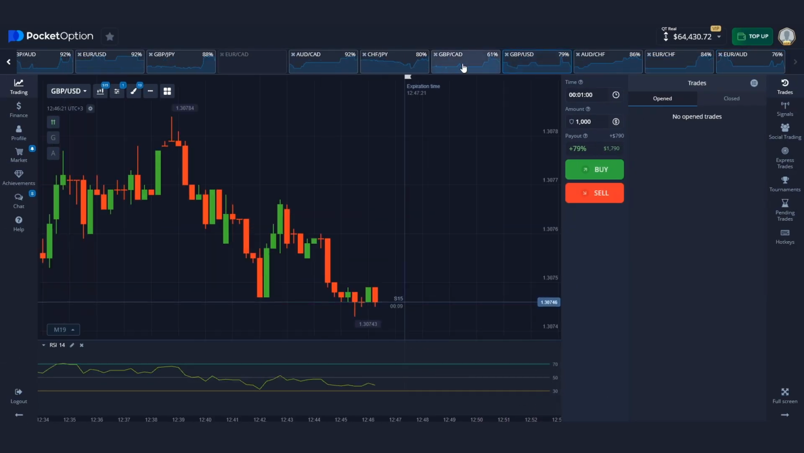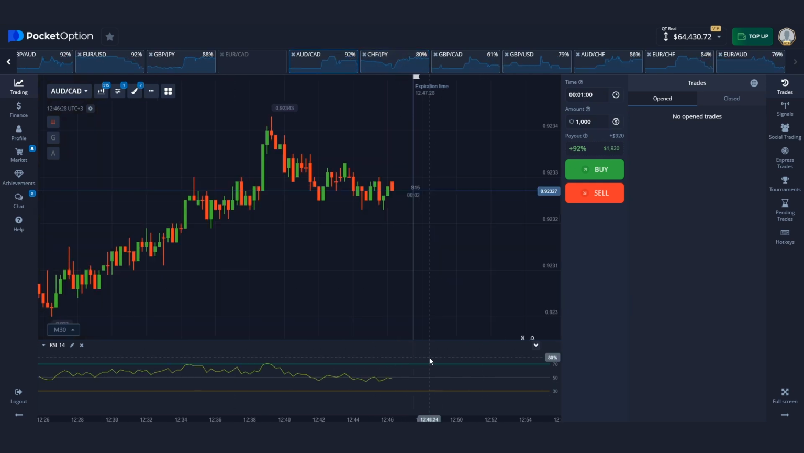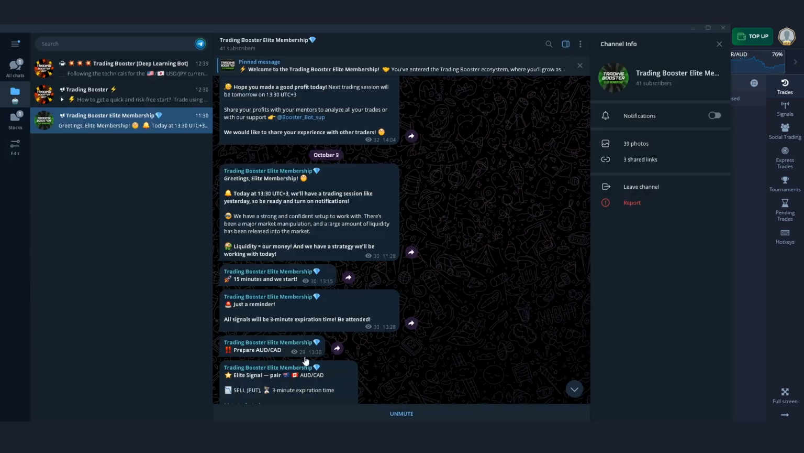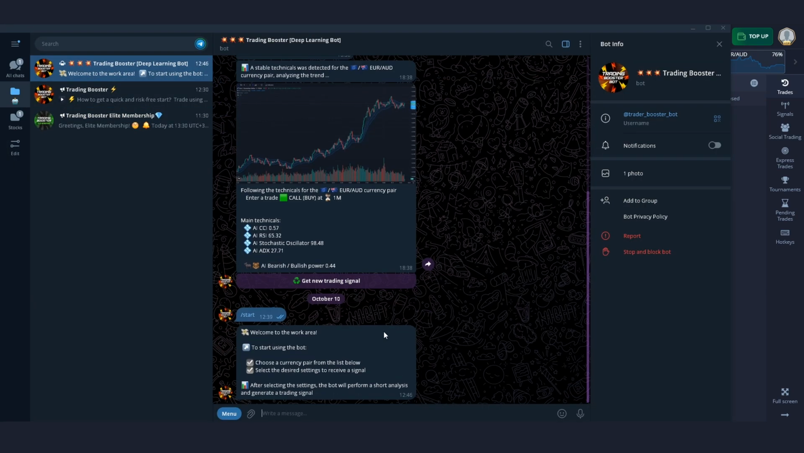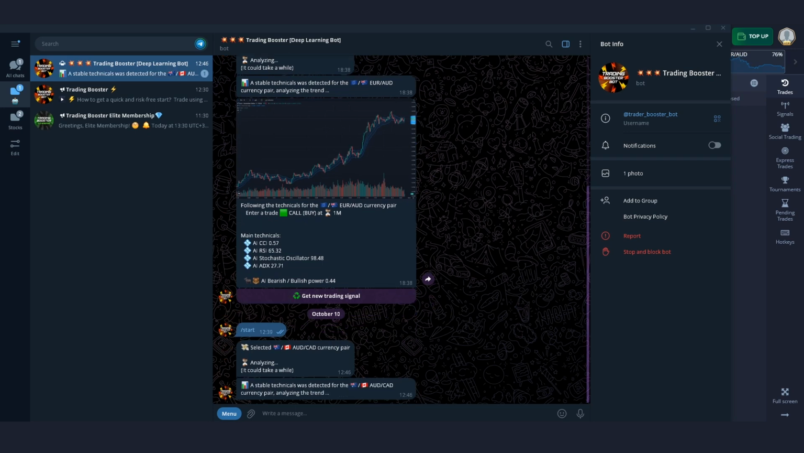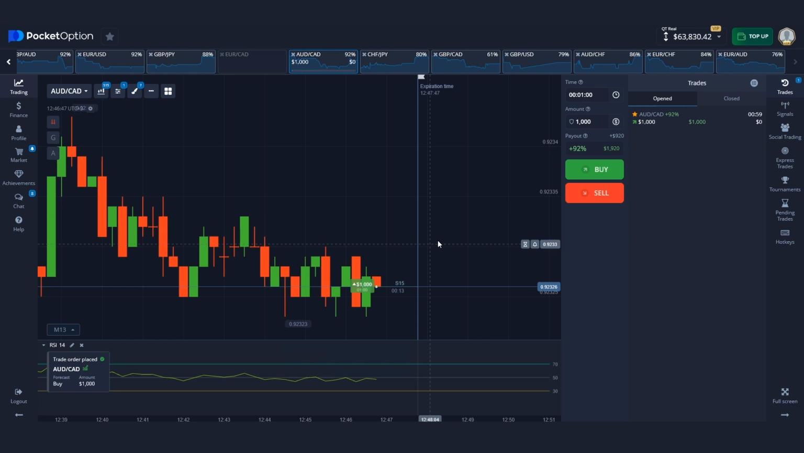As you can see now, almost all pairs are calm and you can trade everywhere. Since the RSI is in the working range, it means that the market is stable now, and I suggest opening a trade on the Australian Canadian dollar. I choose this currency pair. Time for the trade, 1 minute. And I get a buy signal. I immediately open my buy trade.